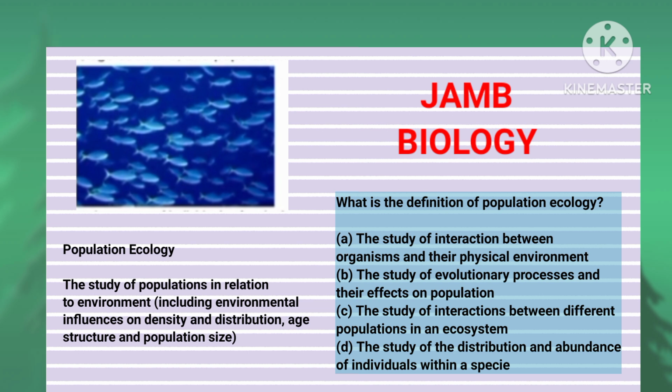Another thing you should know about population ecology is that it is the study of populations in relation to their environment, including environmental influences on density and distribution, age structure, and population size. You can see this, for example, here showing a population of fish species. They are of the same species. So a population is a group of individuals of a single species living in the same general area. So that's one thing you should know about population.